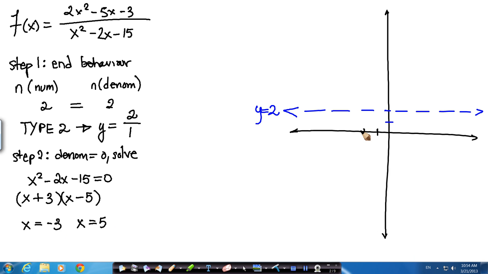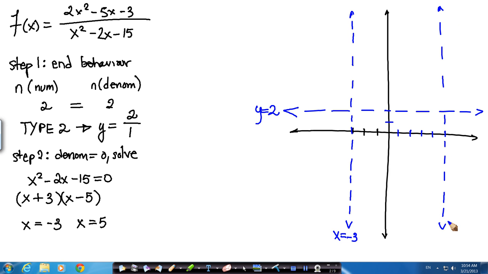Negative 1, 2, 3. Oh, that's for the blue. x equals -3, and at 1, 2, 3, 4, 5, x equals 5.